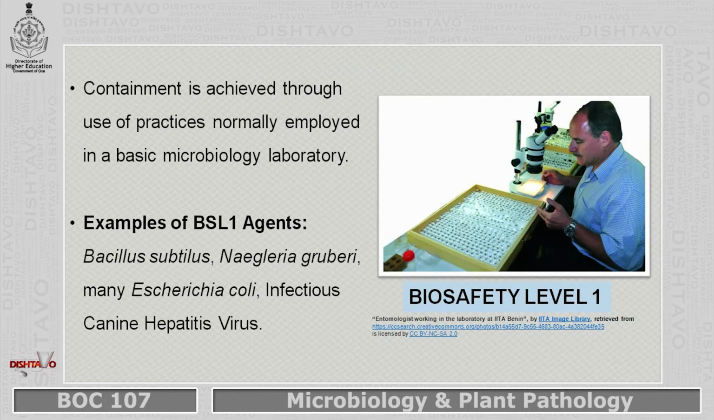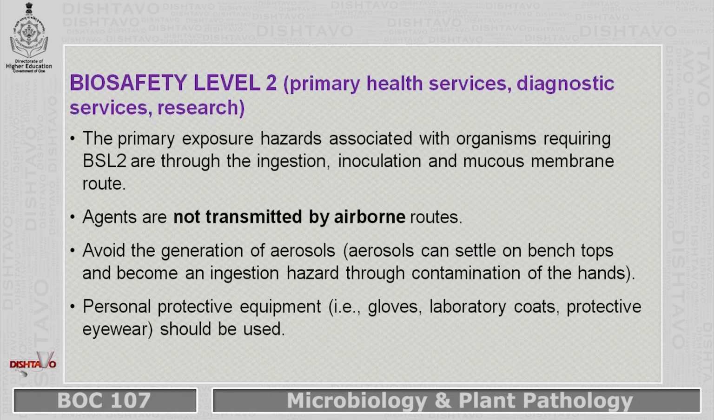Examples of biosafety level 1 agents are Bacillus subtilis, Naegleria gruberi, E. coli, and infectious canine hepatitis virus. This image shows biosafety level 1 and the necessary precautions which we have to take when working with these agents. Next is biosafety level 2.